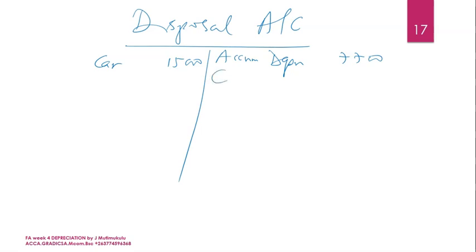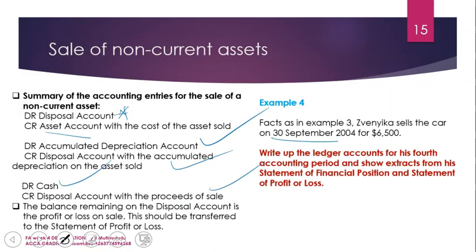So let us try to have the disposal account. In the disposal account, we have the car at 15,000, which is being disposed of. But we have to consider the accumulated depreciation balance of 7,700. Like I said, this should be credited to the disposal account. And then whatever cash we receive is also going to be a credit to the disposal account. So how much did we receive? We received 6,500.